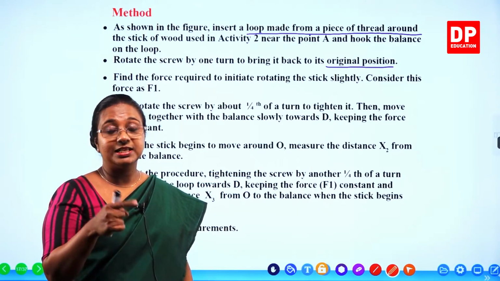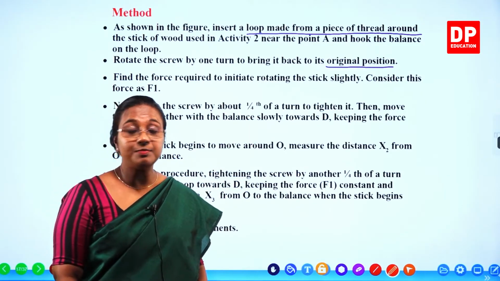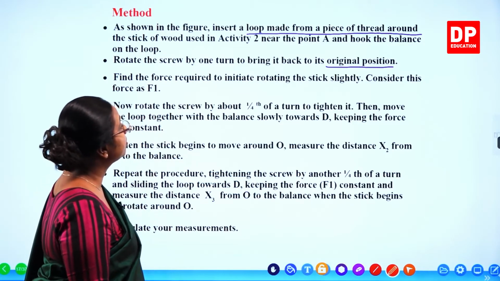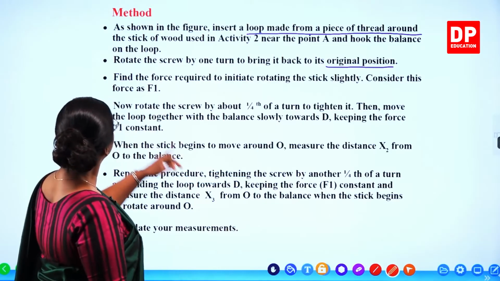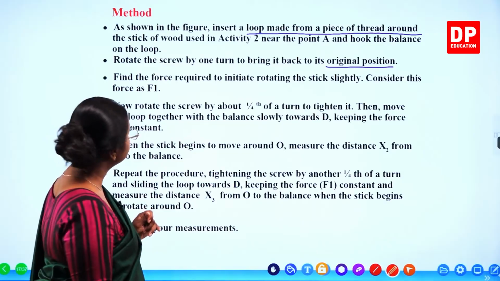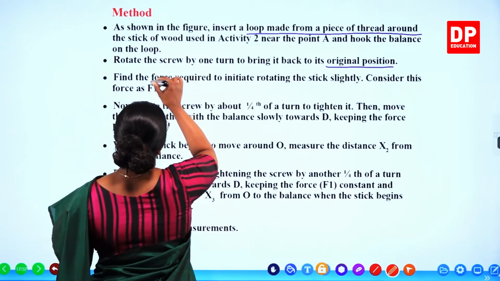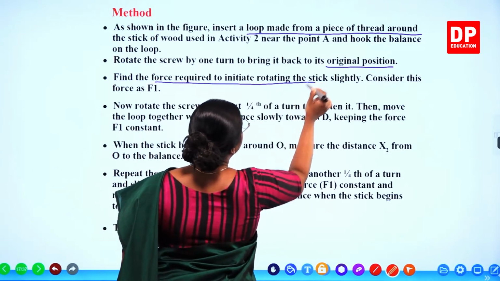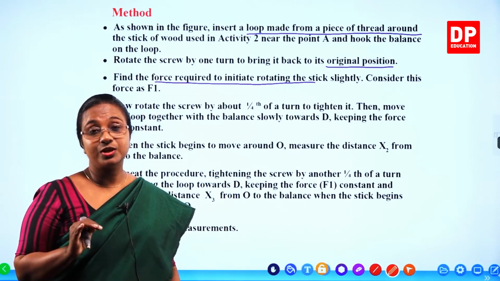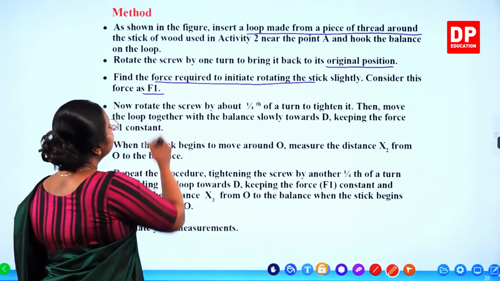So it's 1 full turn. Then if we make it back 1 turn, it goes to its original position. Then find the force required to initiate rotating the stick slightly. Consider this as force F1. So here we find the force required to initiate rotating the stick slightly. When the stick starts to rotate, we get the reading of the Newton balance and that will be F1.